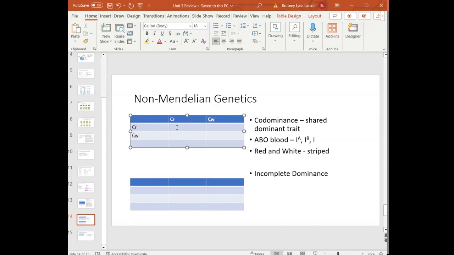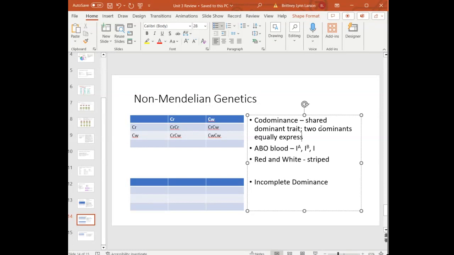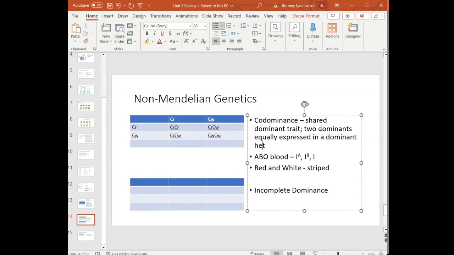If I crossed two individuals that were red and white striped, I would see those individuals having babies who are heterozygous, so they would be red and white striped, or babies that are red, or babies that are white. Okay, codominance is both are equally expressed in the heterozygote. Two dominants equally expressed in a dominant heterozygote. All right.